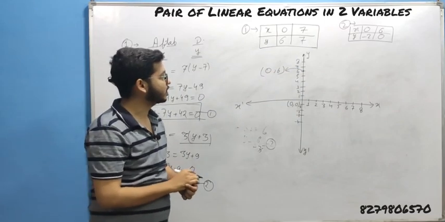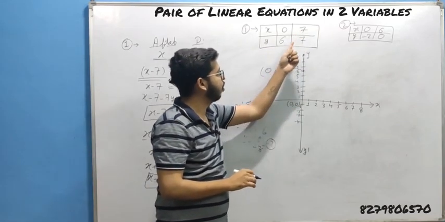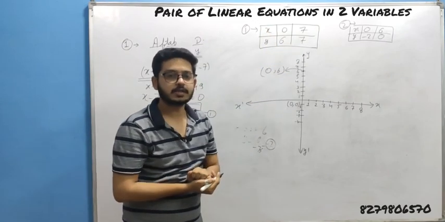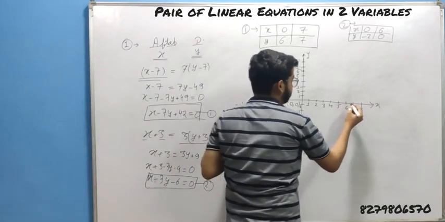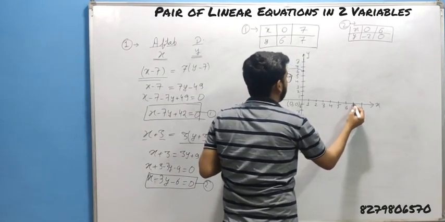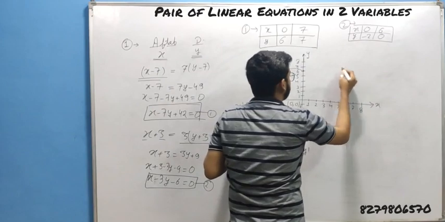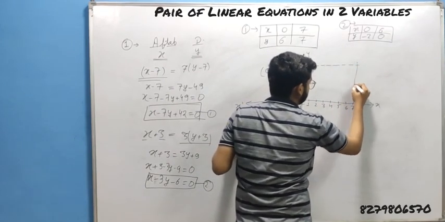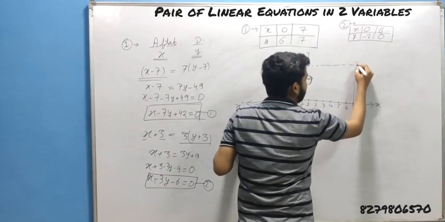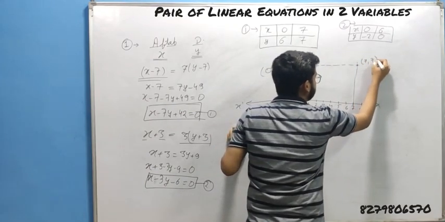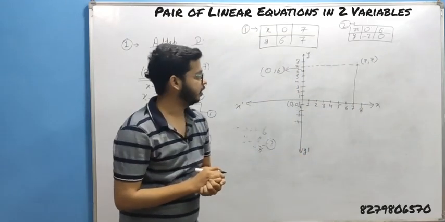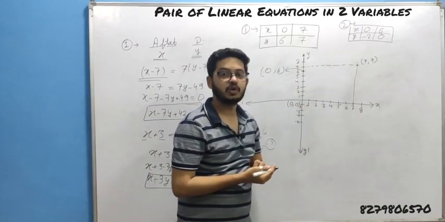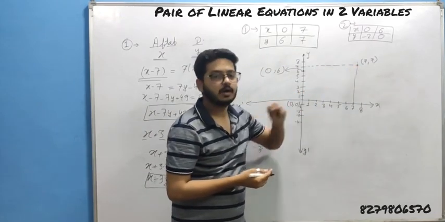Now, what is our second point? It's 7, 7. The value of x is 7 and also the value of y is 7. So, where is our 7? Here we have our 7 and from there we have to move upwards also. So this is our point 7, 7. You have the graph, so you don't have to draw these lines, you directly have to show the point.